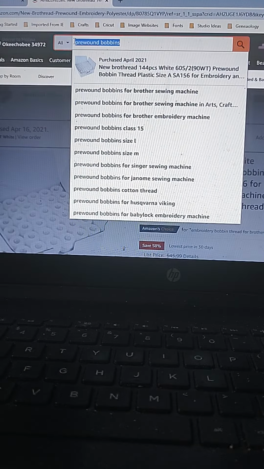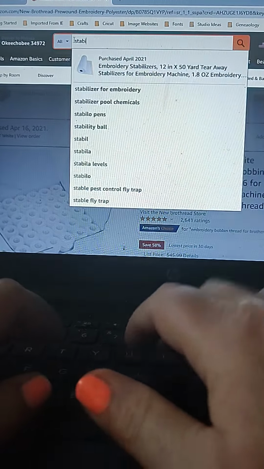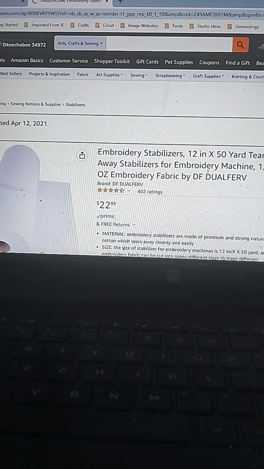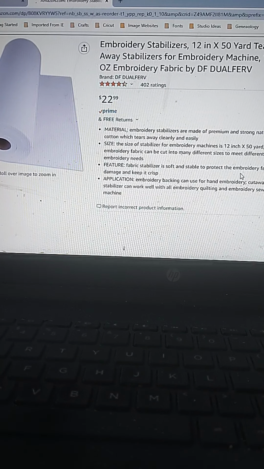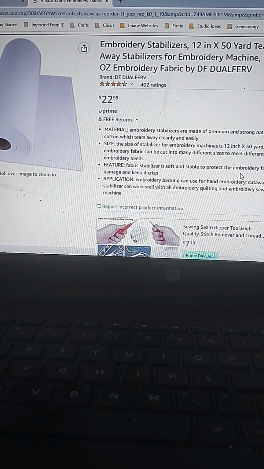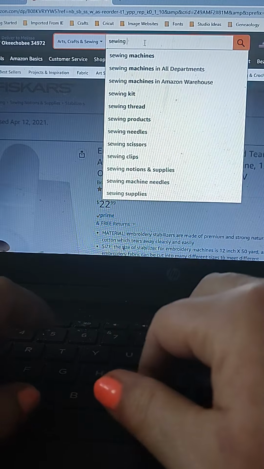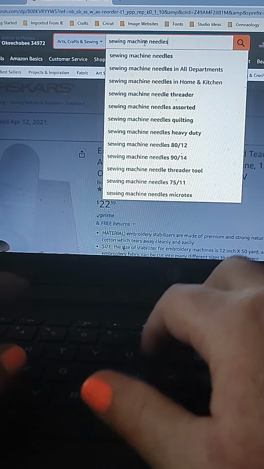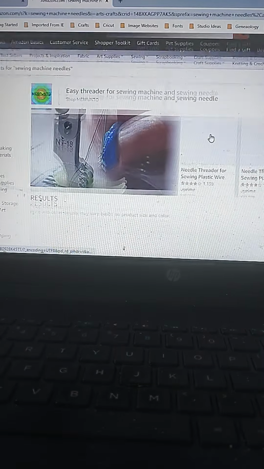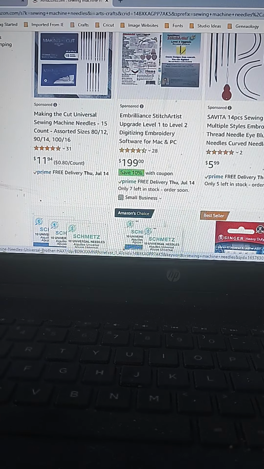The next thing I looked up was stabilizers. And we'll just go with the one that I also purchased in April of 2021. Not a big discount from what I purchased it for, but I think I paid almost $27 for mine when I bought it. So it's down $5 from what it was. I also looked at needles for sewing machines. And quite a few of those are on some Prime deals.